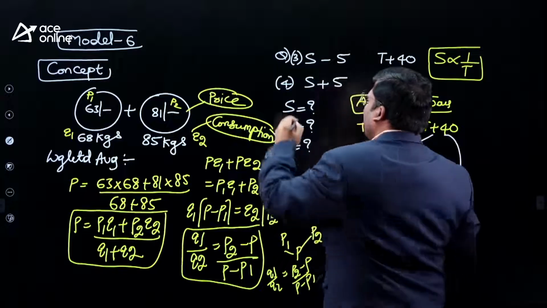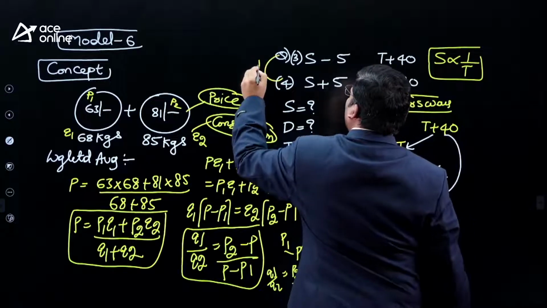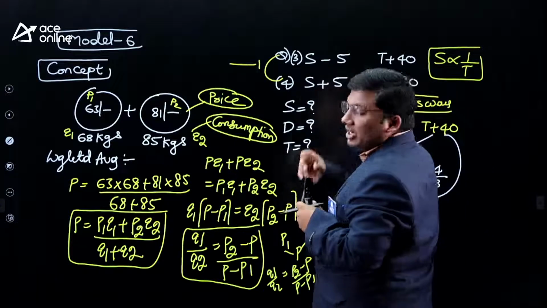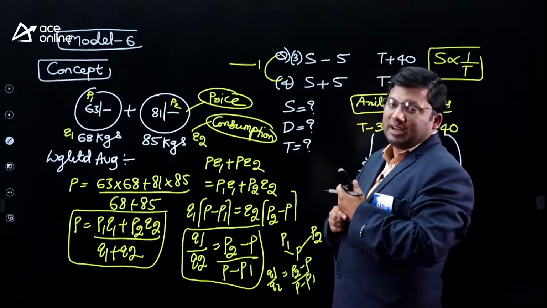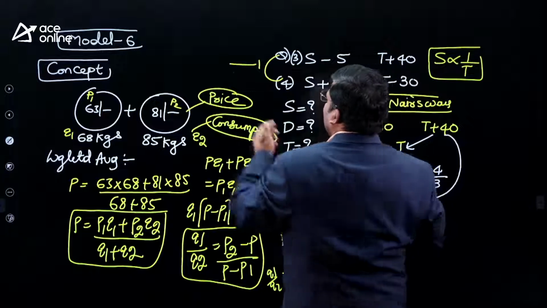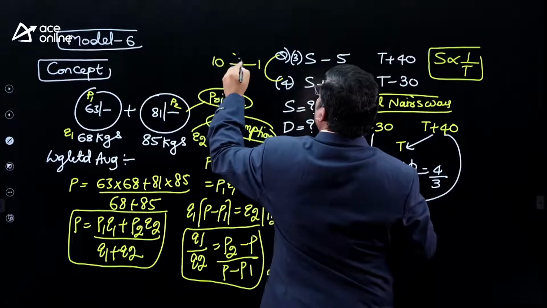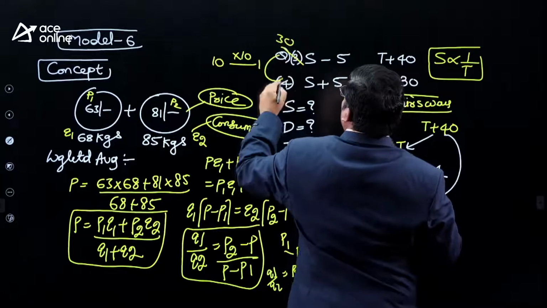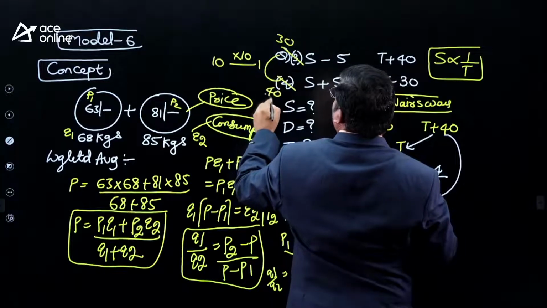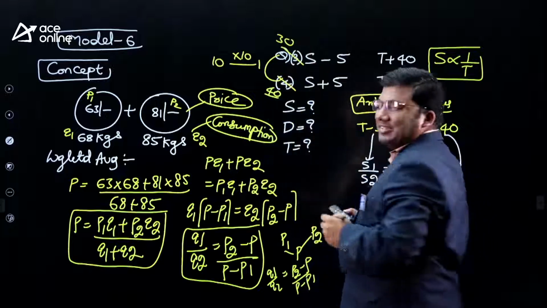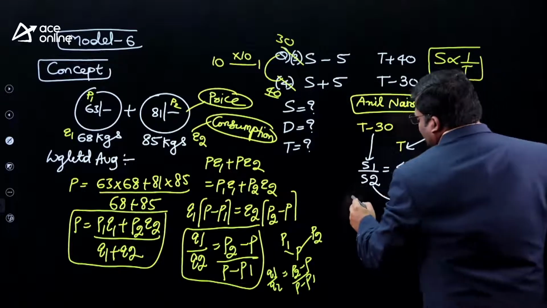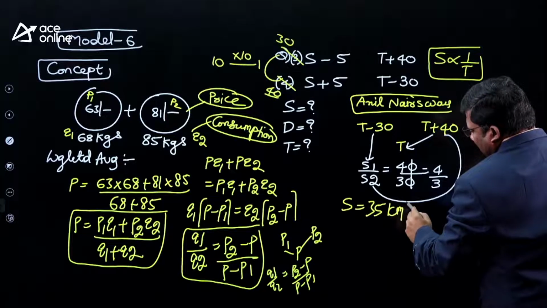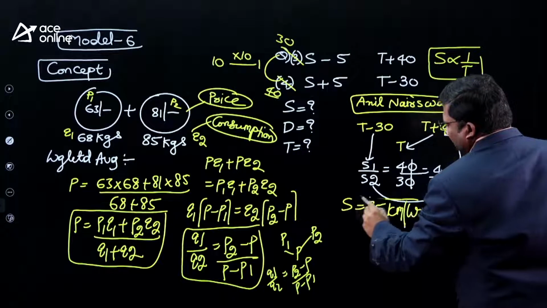4 and 3, what is the difference? 1. How much is the actual difference? S plus 5 minus S minus 5 is 10. So 1 corresponds to 10. 1 ten is 10, 3 tens are 30, 4 tens are 40. So S minus 5 is 30 kilometers per hour, and S is 35 kilometers per hour.